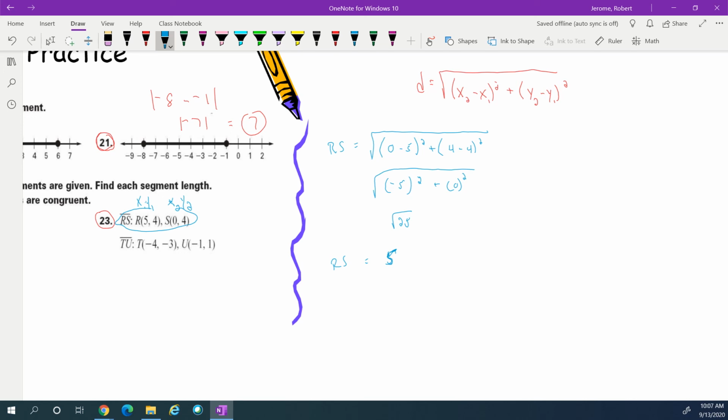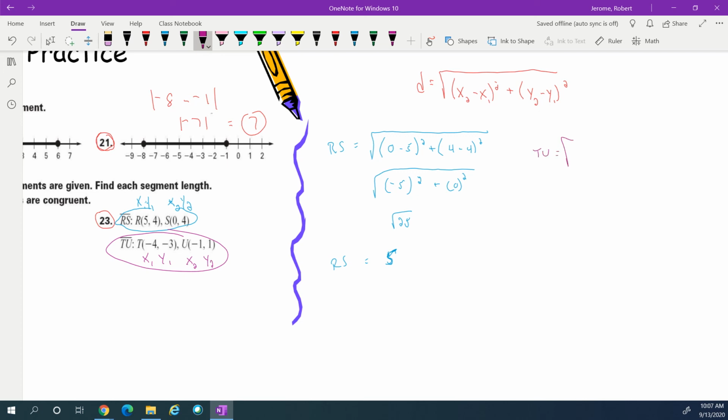If you look at the original points, since they both have the same y value, I know that this is a horizontal line, and I can just say, well, that's just like being on a number line. So 5 minus 0 is 5. So I could have used a shortcut in this one, but we want to make sure that we know how to use this formula. Okay, so let's do TU. And again, I'm just going to say x1, y1, x2, y2.